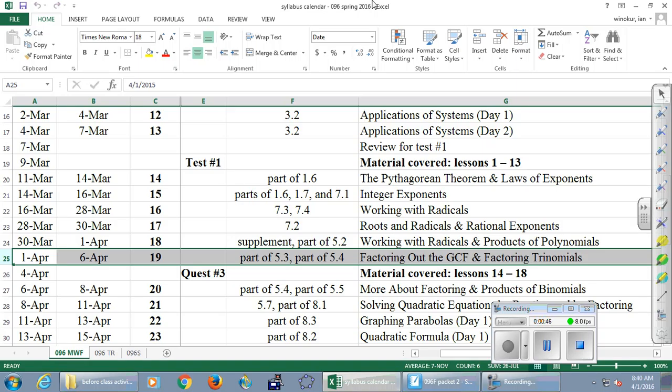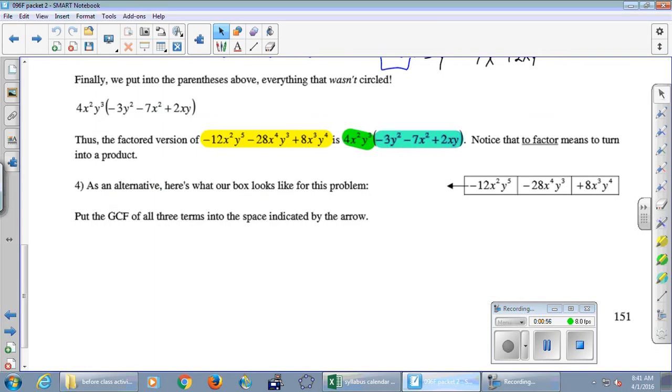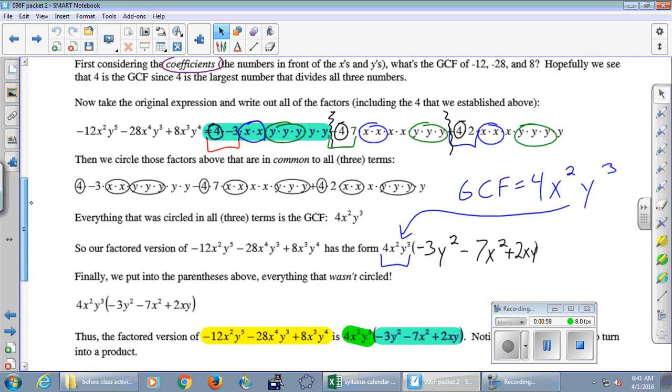Also, the factoring out the GCF we did at the end of last class. We stole time last class, so we'll just review that very quickly and then jump to the harder part, the factoring trinomials part. So let's give this a shot on page 151.